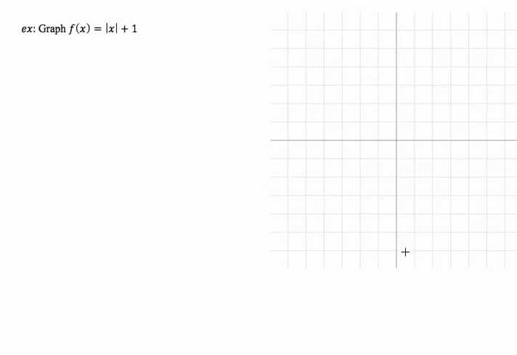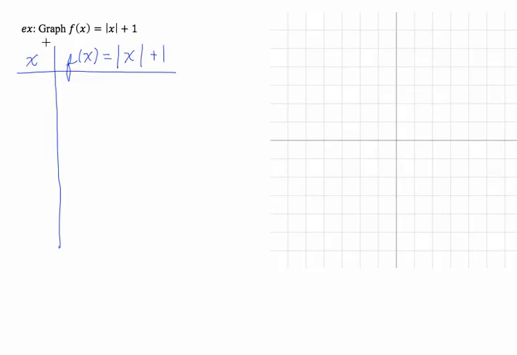Let's do another example. Let's look at the graph of the absolute value of x plus 1. So again, let's make a t-chart here. Okay, when x is, let's go with negative 4. Now remember, absolute value makes everything positive. So the absolute value of negative 4 is 4. And then we add 1 to that, so we get 5. If x is negative 3, we have the absolute value of negative 3, then plus 1, equals 3 plus 1, which is 4.